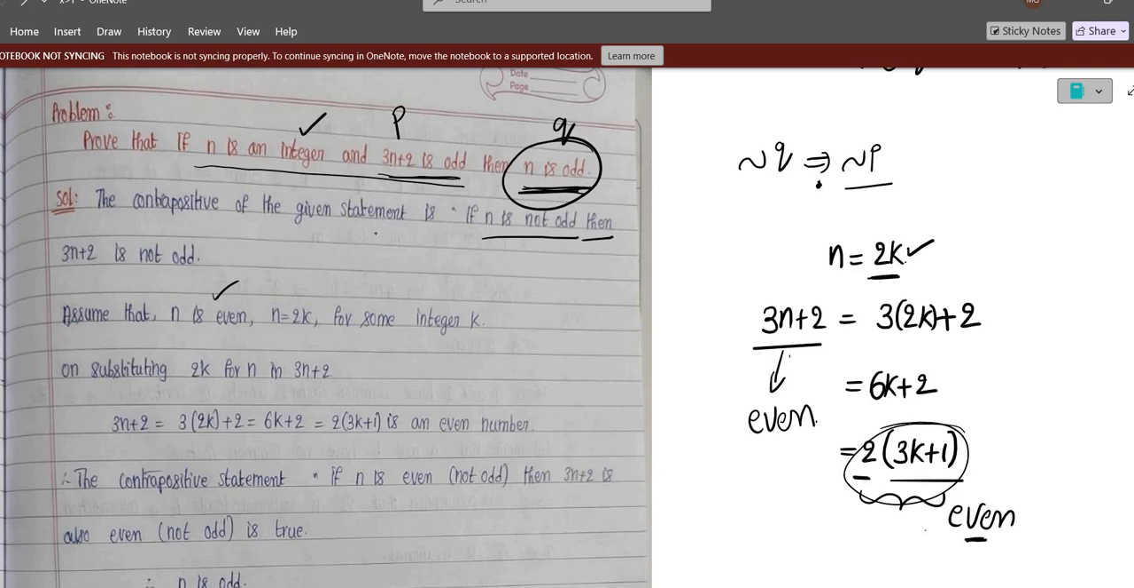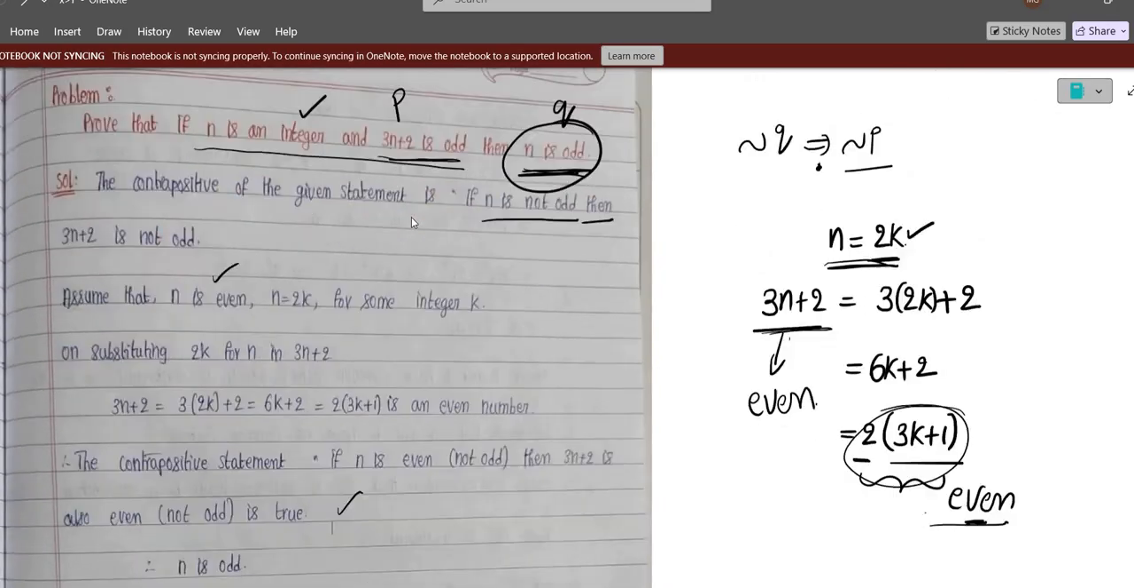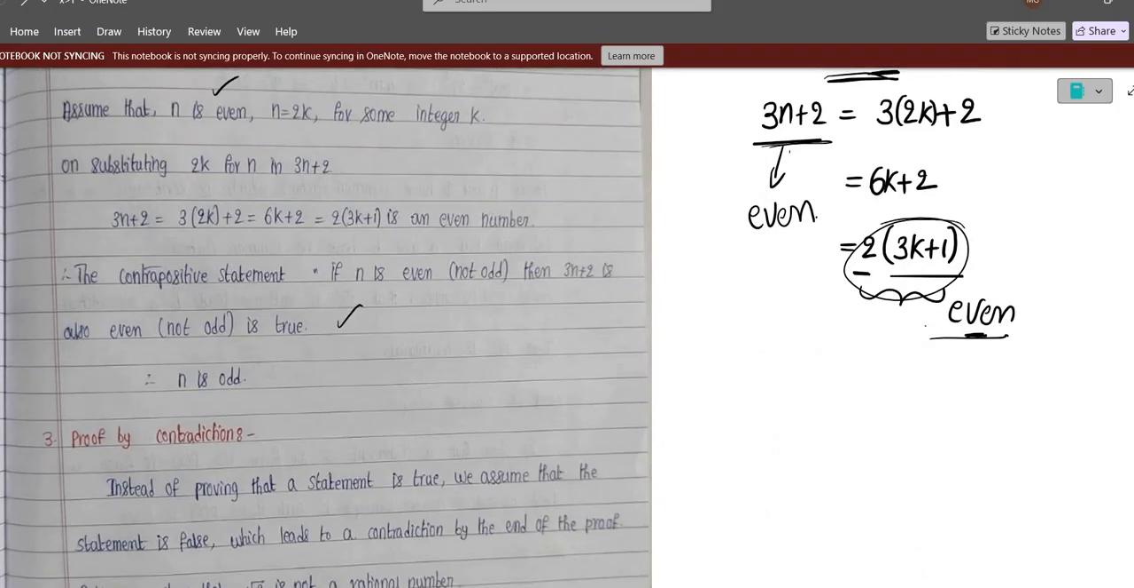Therefore, the contrapositive statement, if n is even, then 3n plus 2 is even, is true. Whenever the contrapositive is true, its original statement is also true. That's why the given statement is true. In the given statement, what we have is n is odd. That's why finally this problem is solved.